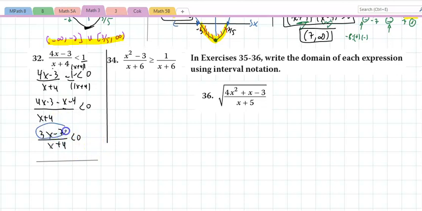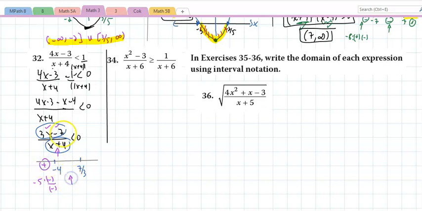Where does this equal 0? At 7 over 3. Where does this equal 0? At -4. And you pick, multiplied or divided, you pick values just to see whether the value is positive or negative. If I pick -5, -15 minus 7 is negative. Negative 5 plus 4 is negative. Two negatives divided will yield a positive.